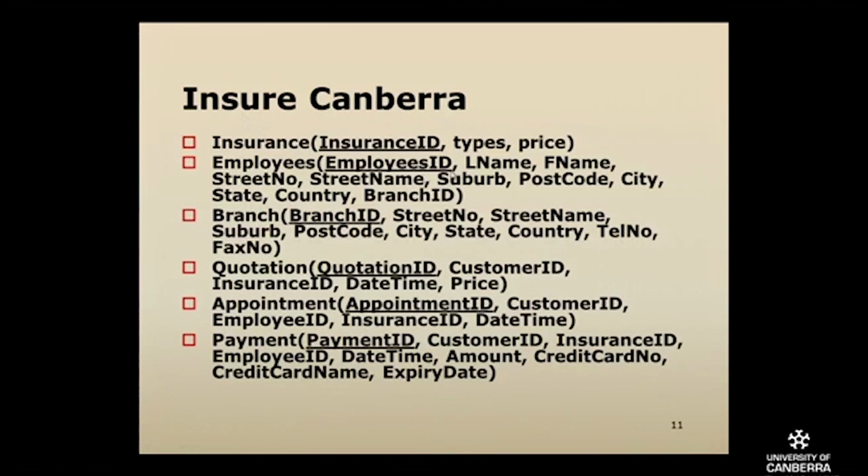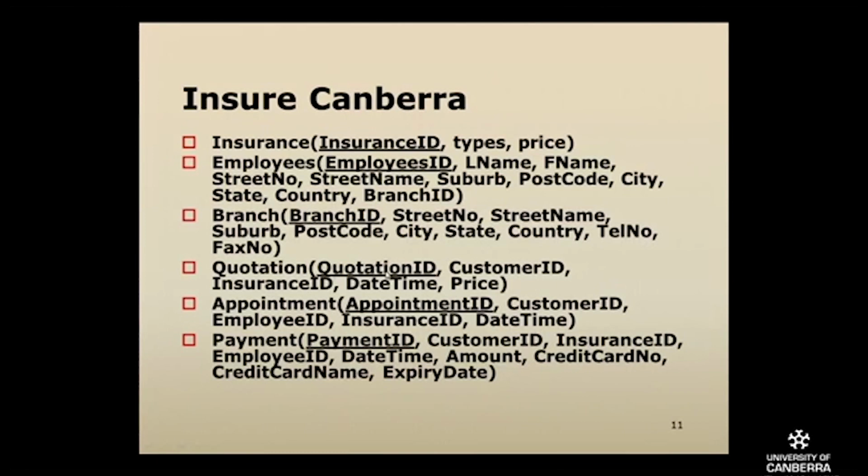Employee ID, last name, first name, and the address, and the branch in which they work. So you see, the employees work in different branches. So branch ID is here. Branch ID, address of the branch, the telephone number and the fax number. One telephone number, one fax number.